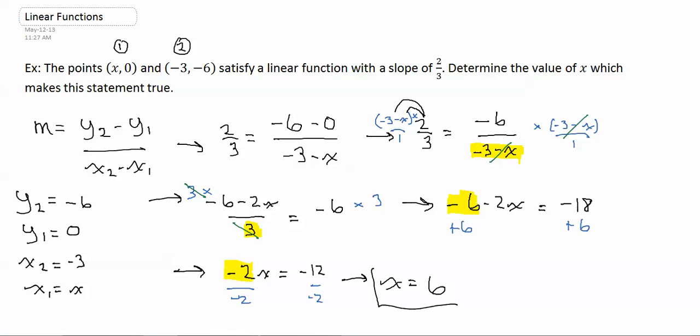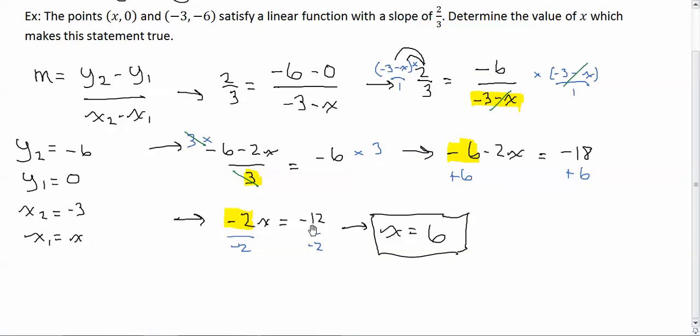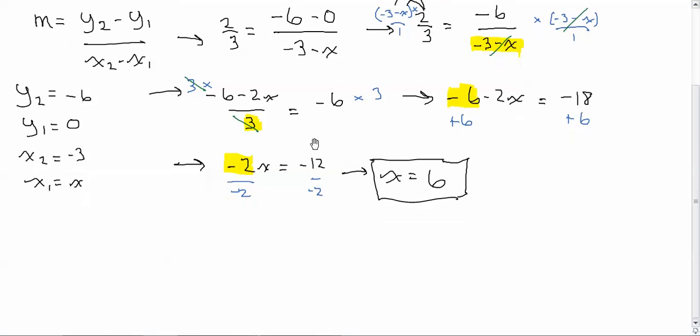So here's our answer. And what we want to do now is we want to check it. That's the beauty of algebra. Always remember, you can check your answers in algebra. So I'm going to have this original equation again, but I'm just going to substitute in 6 for x. So let's move it up so I get a little bit more room. So I want to see, is it true that 2/3 is equal to negative 6 take away 0, all divided by negative 3 take away 6?